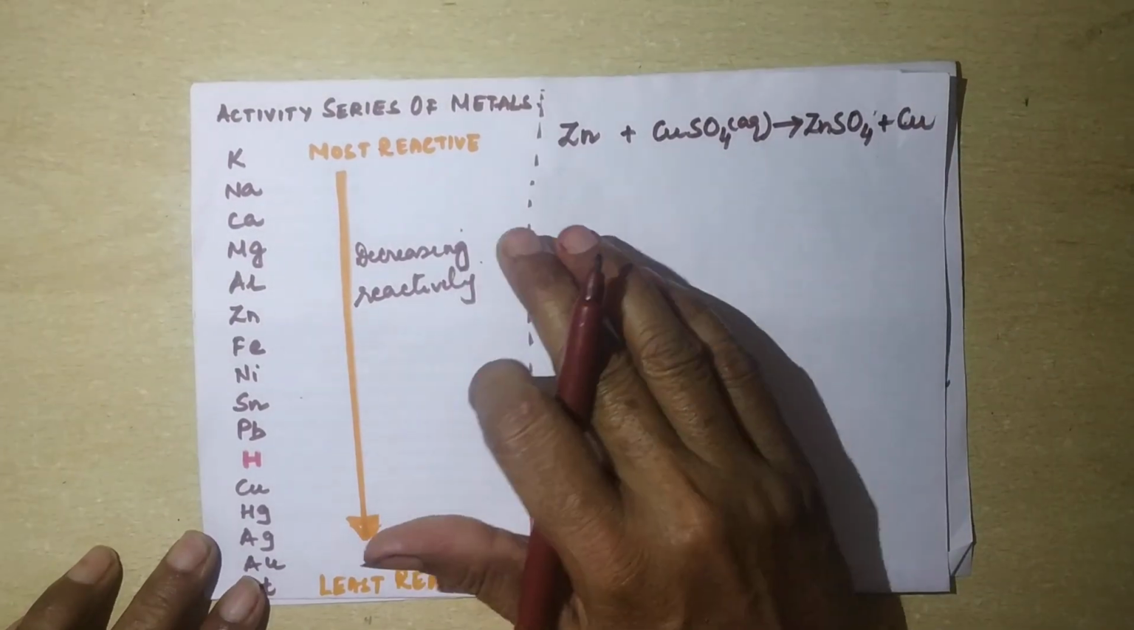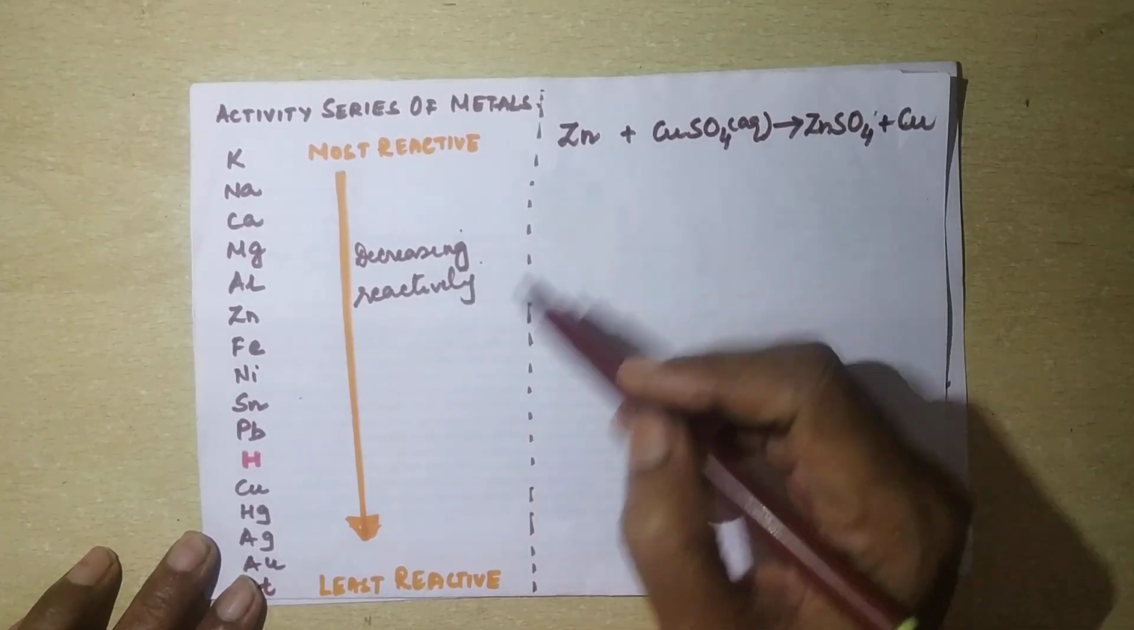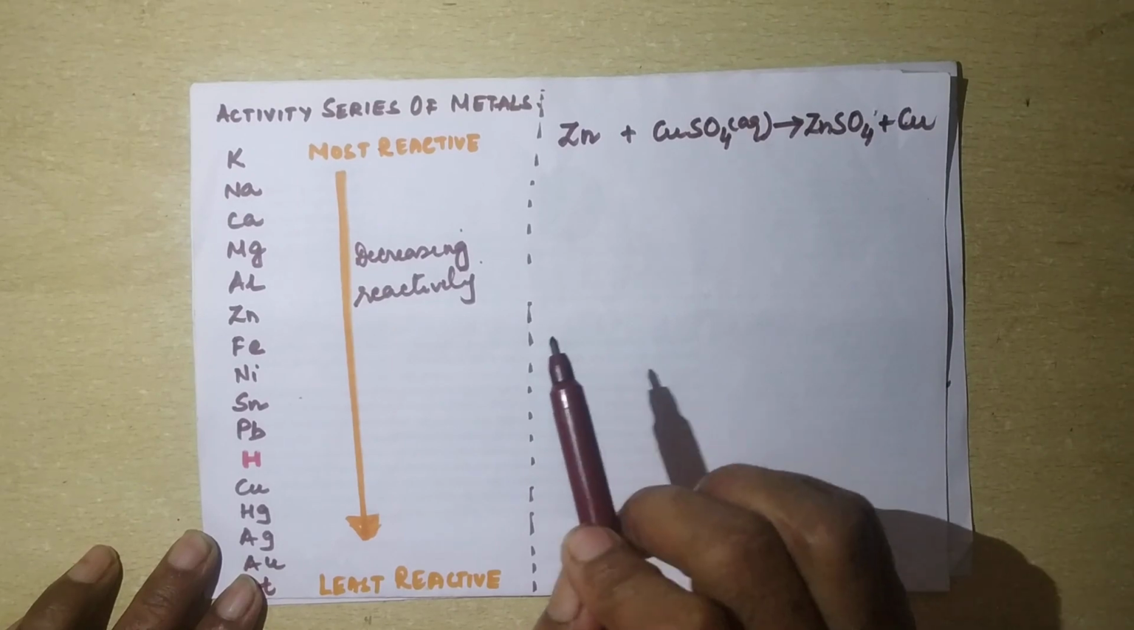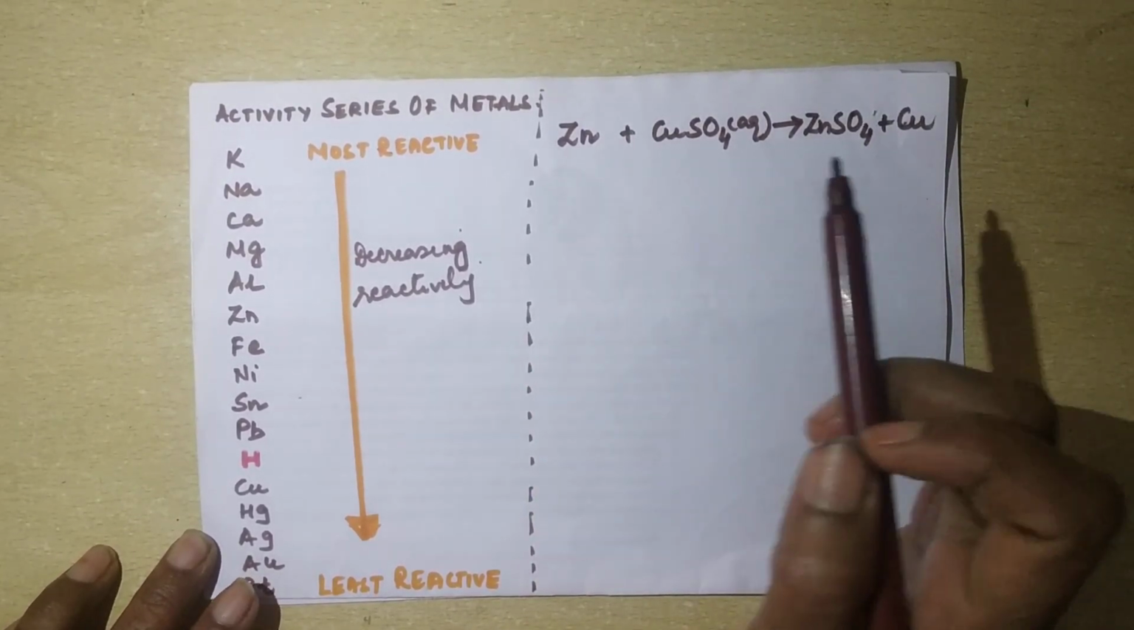If I take just the opposite, like if I take copper and zinc sulfate solution, there will be no reaction. Why? Because copper is less reactive than zinc. So the condition is a more reactive element will displace the less reactive element.